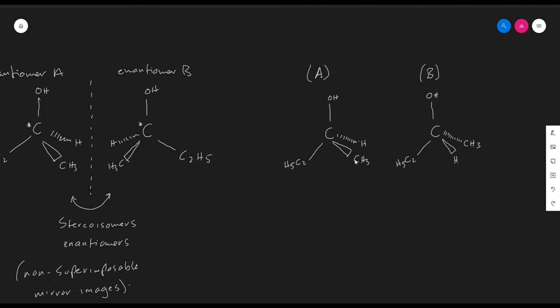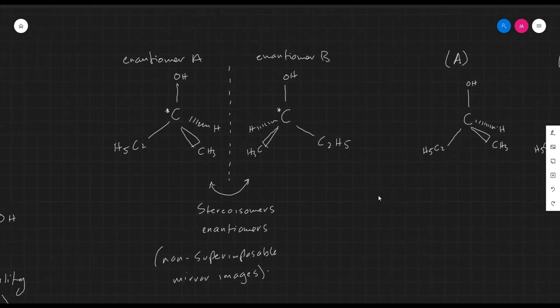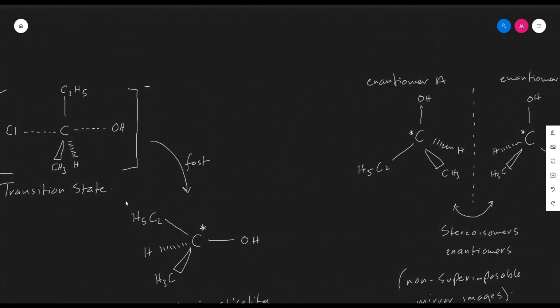If I were to align the hydrogen and the methyl groups together, still the ethyl and the hydroxyl groups won't align. And thus, these are called enantiomers, which have some different properties and some of the same properties, which we will discuss in later videos. I just wanted to briefly discuss them because they are relevant to this example. Therefore, let's get back to our example.